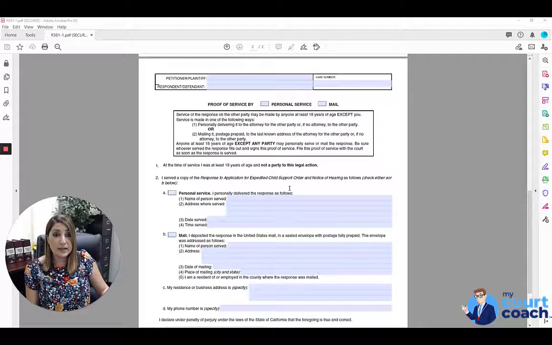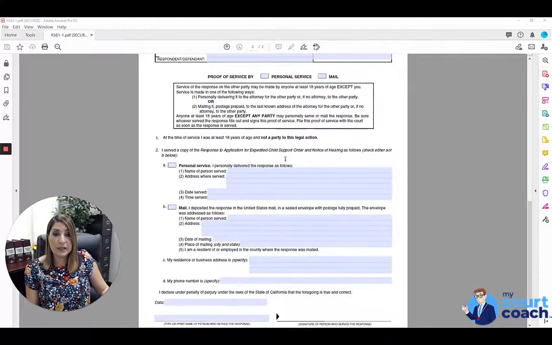And on this page, they would indicate whether the service on the other party was done via personal service or via mail. If via personal service, they would mark box 2A, list the name of the person served, the address they were served at, and the date and time.